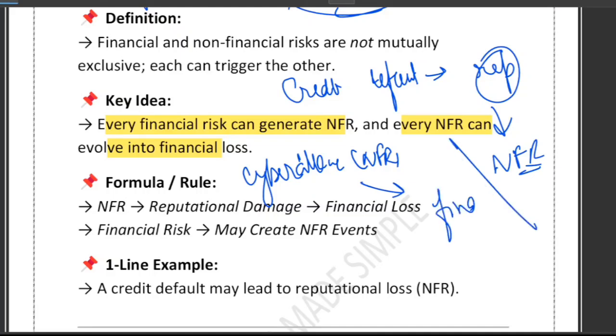FR can lead to NFR. NFR can lead to FR. The simple formula is: NFR, reputational damage, financial loss. Financial risk may create an NFR event. So both risks are interlinked. They are not isolated, right?